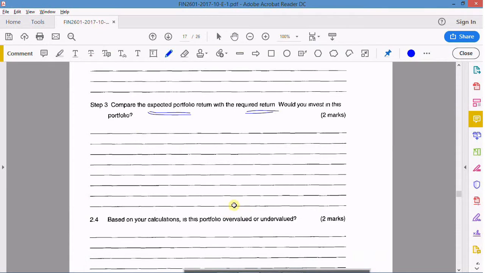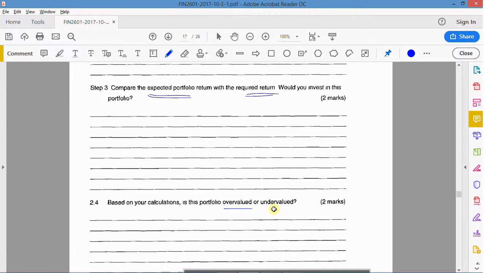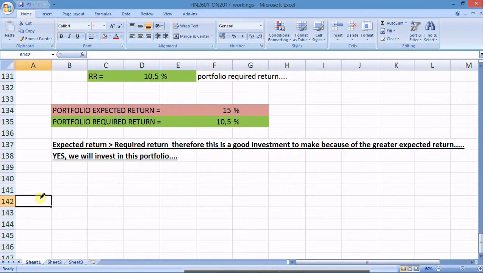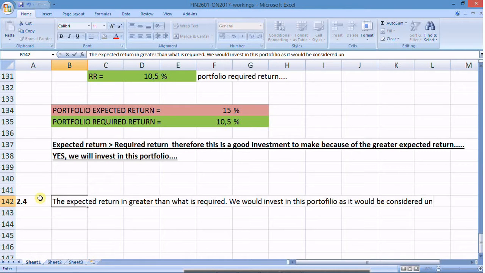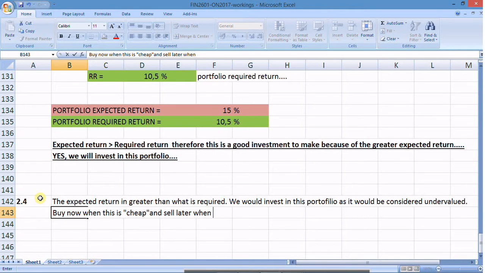Okay, we're just looking at that. Based on your calculations, is this portfolio over or undervalued? That's a separate question. That's 2.4. So the expected return is greater than what is required. We would invest in this portfolio as it would be considered undervalued. Undervalued, because you buy things when they're cheap. So buy now when this is, in inverted commas, cheap, and sell later when it is, in inverted commas, expensive.